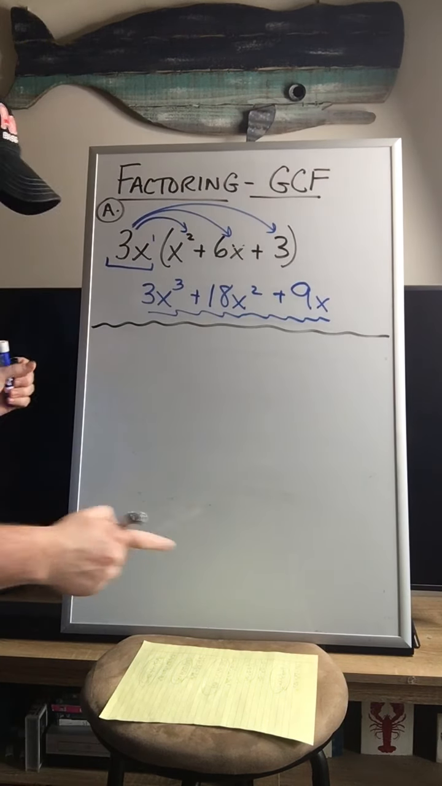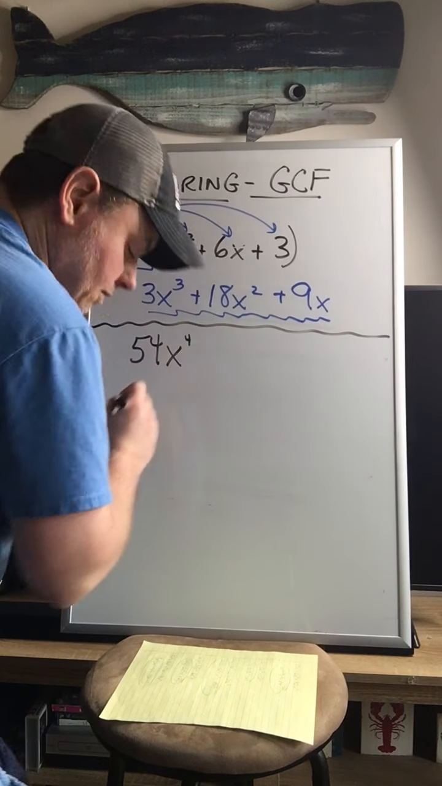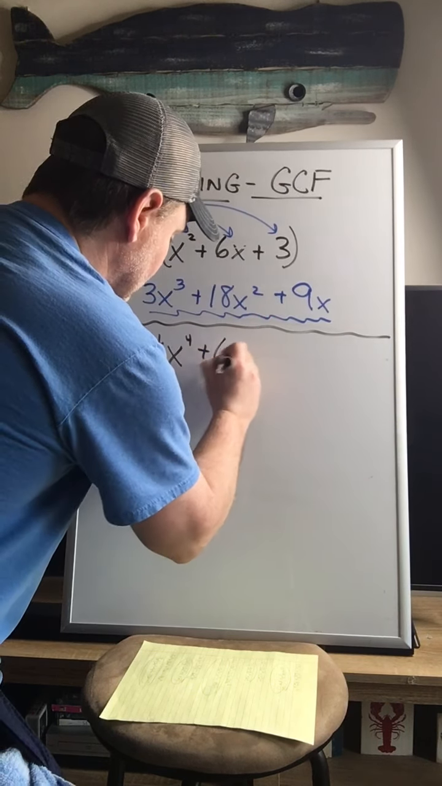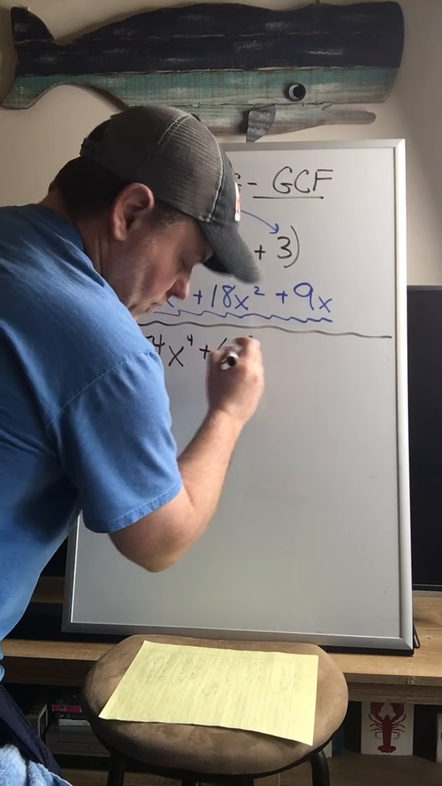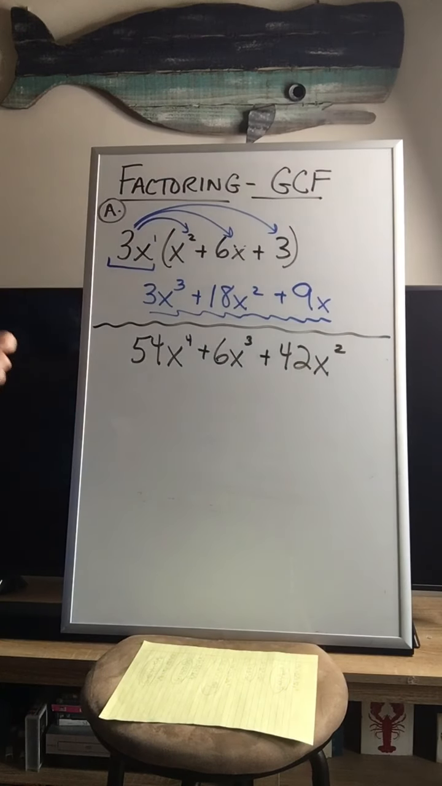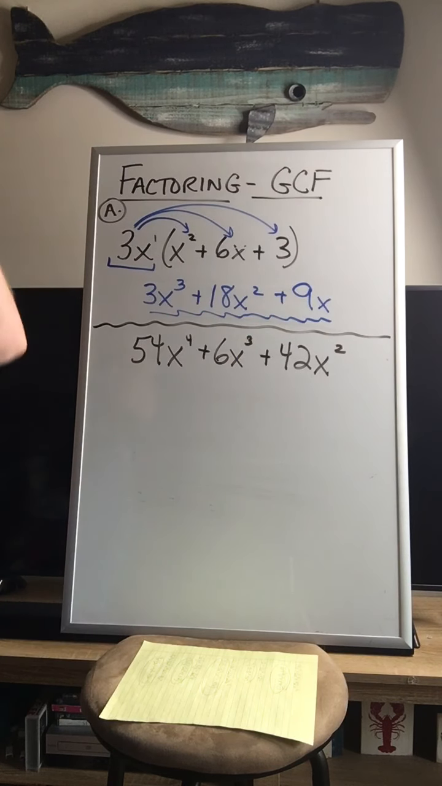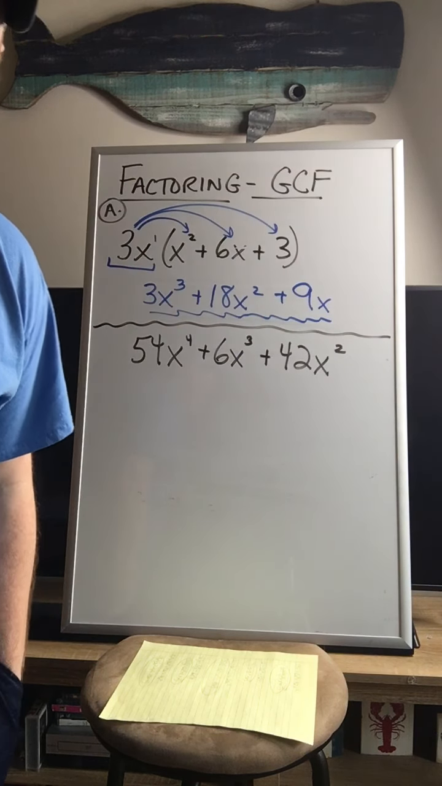Let's say I give you the polynomial 54x to the fourth plus 6x cubed plus 42x squared. So now notice, what do I want you to do with this? Because you can't combine any of these terms. You have x to the fourth, x to the third, x to the second. They're all unlike terms. So what I want you to do is look at all the terms and look for what they have in common.